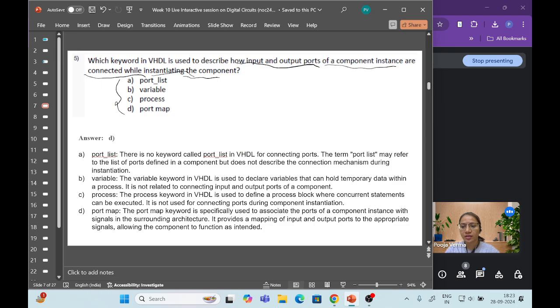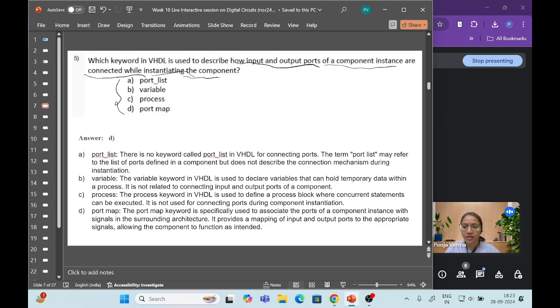Okay, what they mean and what their functionality is. First, option A is port list. There is no keyword called port list in VHDL for connecting ports. The term port list may refer to the list of ports defined in a component, but it does not describe the connecting mechanism during instantiation.